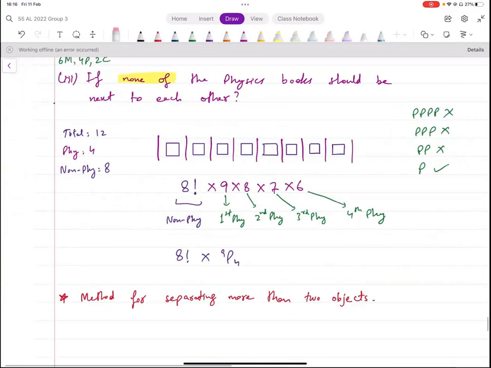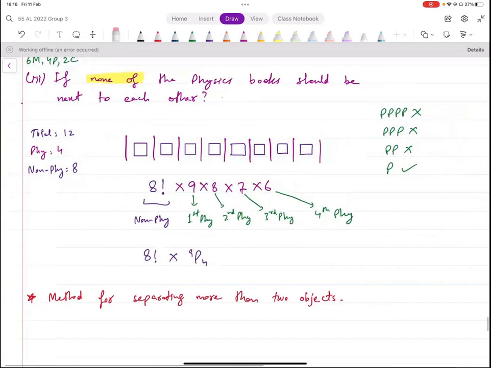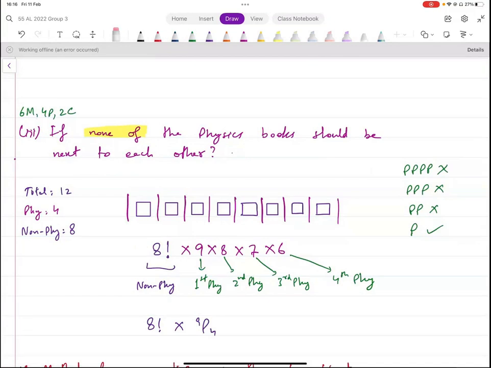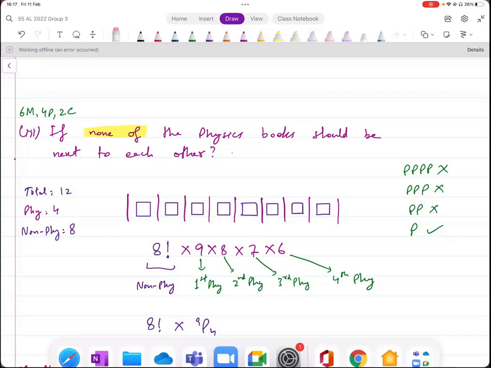That's exactly what we did here as well. We did the same here. There were just 4 physics books which we wanted to separate. The other 8 books were not physics books. We made boxes for those 8 and got 8 factorial from them. And then we said there are 9 spaces. In 9 spaces you have to place 4 books. So for the first book there are 9 possibilities, then 8, then 7, and then 6 for the fourth book. So that's what you get there as well. Okay, we did exactly the same in that one.